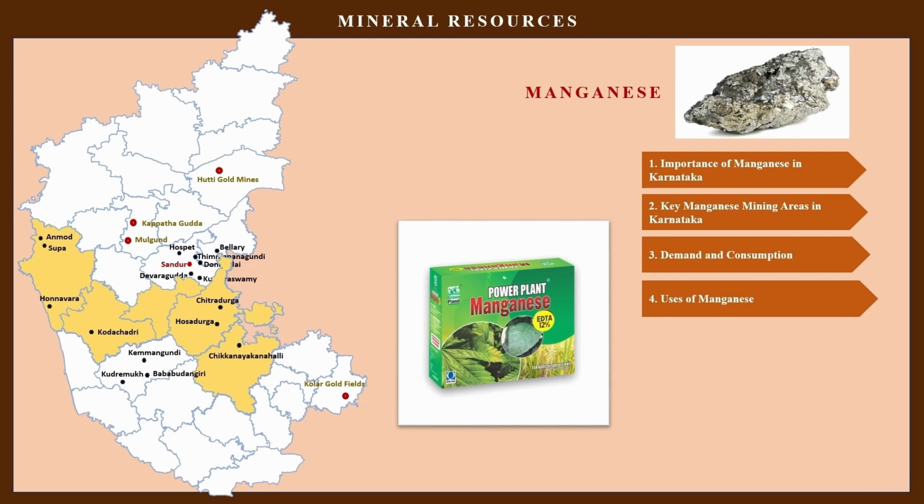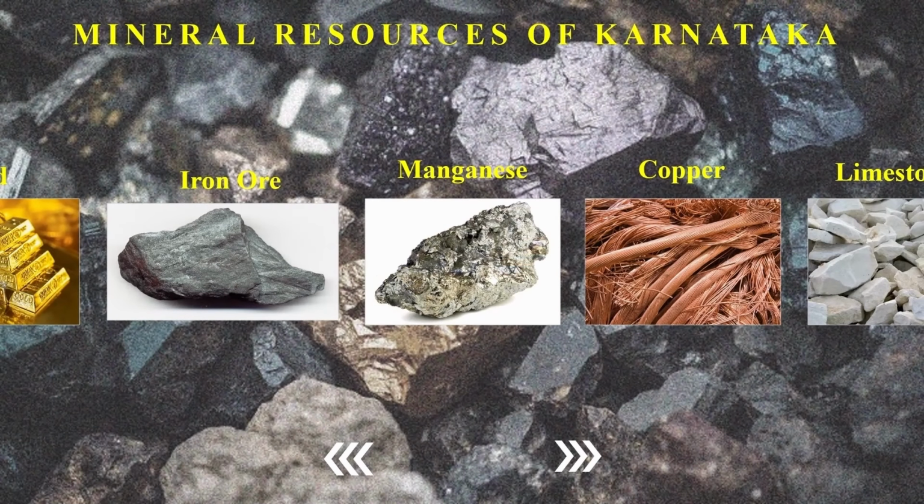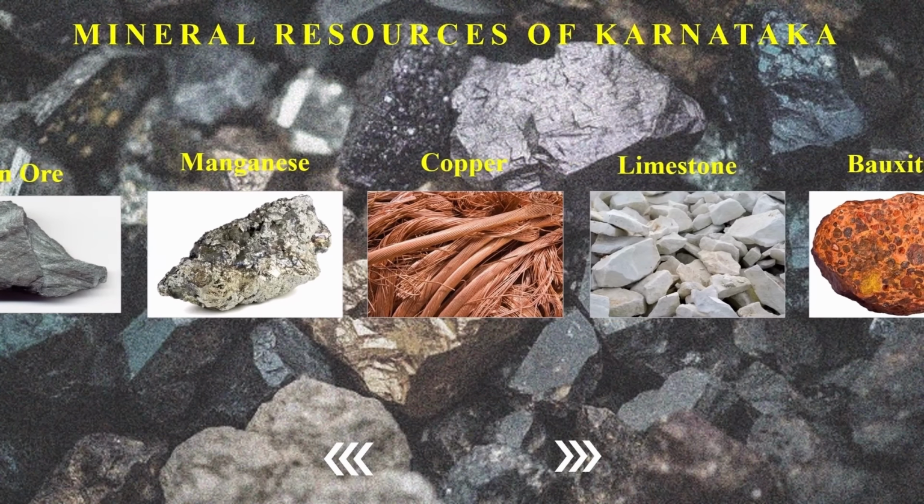And the belt where it is produced is the Bellary and Hospet region, that is the Sandur and Ramdurga belts. Other districts where manganese deposits are seen are Uttar Kannada, Chikmagalur, Chitradurga, Davangere, and Tumkur. All right. Let us see some of the other minerals. Okay.